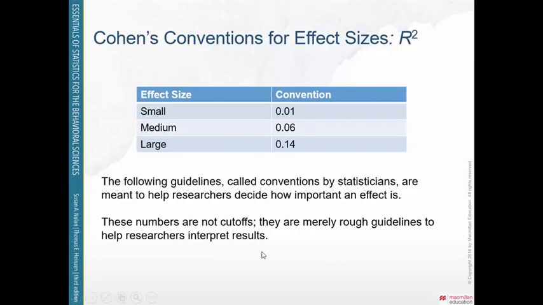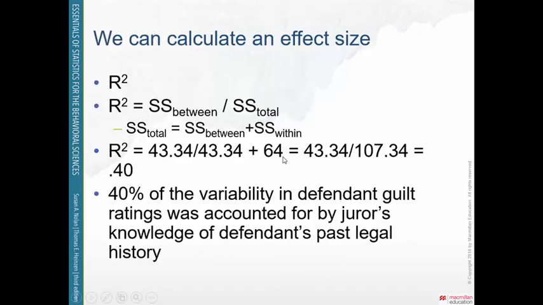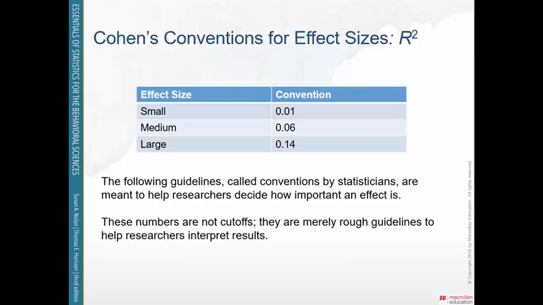For R squared, here are our conventions: small, about 0.01, medium, 0.06, large, 0.14. So 0.40 is a very, very large effect size. And you probably wouldn't see that in an actual real research study with data that was not made up. Because when we're talking about people, we've got so much variability. If we could explain 6% of the variability, we are really impressed with ourselves. 40% would be unbelievable.